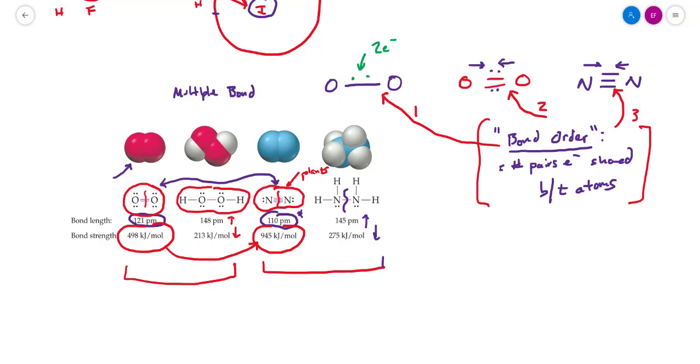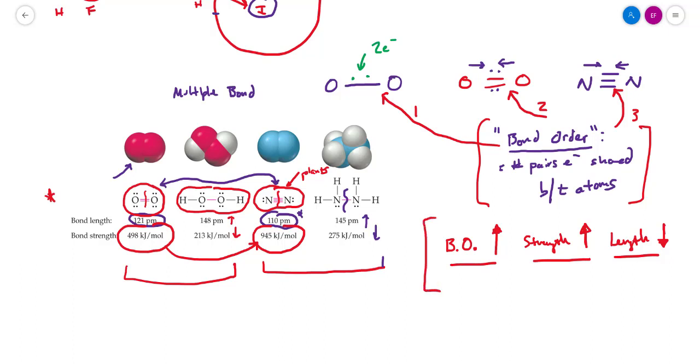Another way to think about this is, as the bond order, I'll just write this as BO, increases, then the strength of that bond also increases, which is what we saw in this example here, and the length decreases. Those things get closer and closer together. So the closer the atoms are, because they're sharing more bonds, the stronger the bond. This is a good general relationship that we want to commit to memory and be able to employ and rationalize later.